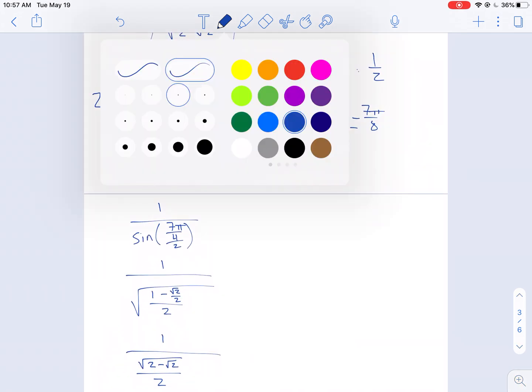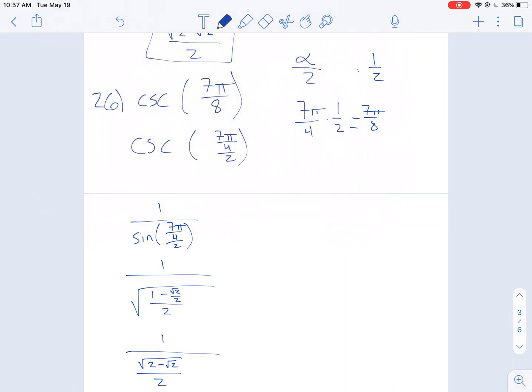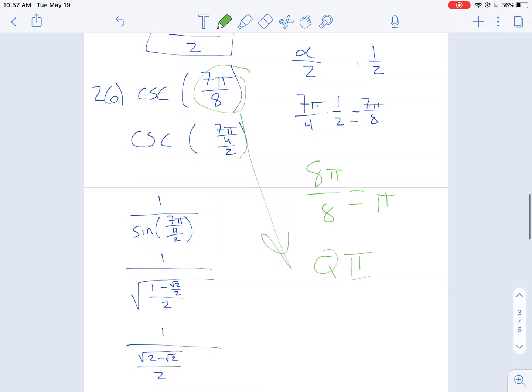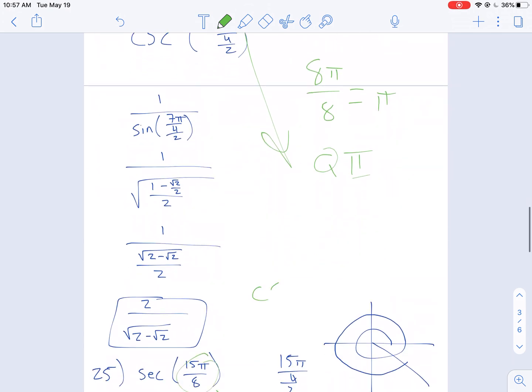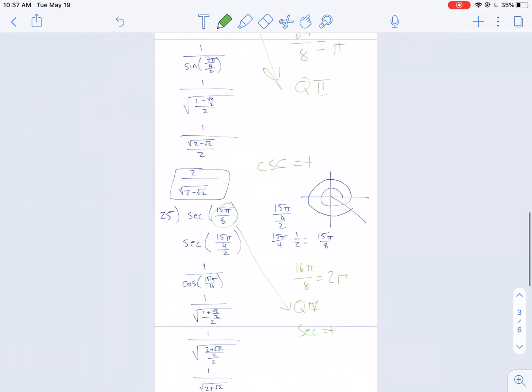Up here, I didn't do this at the beginning, so for number 26, let's think about that. 7 pi over 8. Well, 8 pi over 8 would be pi. So that means the 7 pi over 8 is a quadrant 2 angle, and this actually works out for us because that means that our cosecant is going to be positive, so we end up with that positive 2 over the square root of 2 minus the square root of 2. So that actually worked out, even though I didn't do that from the beginning, but you do need to make sure you're paying attention to the quadrant those original angles are falling in.